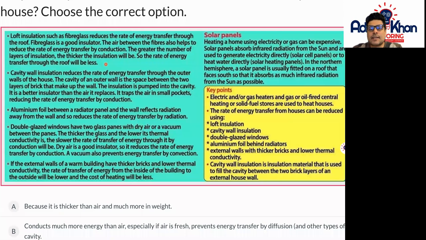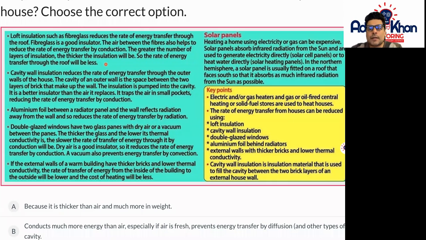Cavity wall insulation is something else. Cavity wall insulation is the space between two layers of bricks. So you have the outer layer of brick and the inside layer of brick, and in between those layers, you have insulation. That reduces the amount of energy transfer from the heated room inside your house to the outside of the bricks.